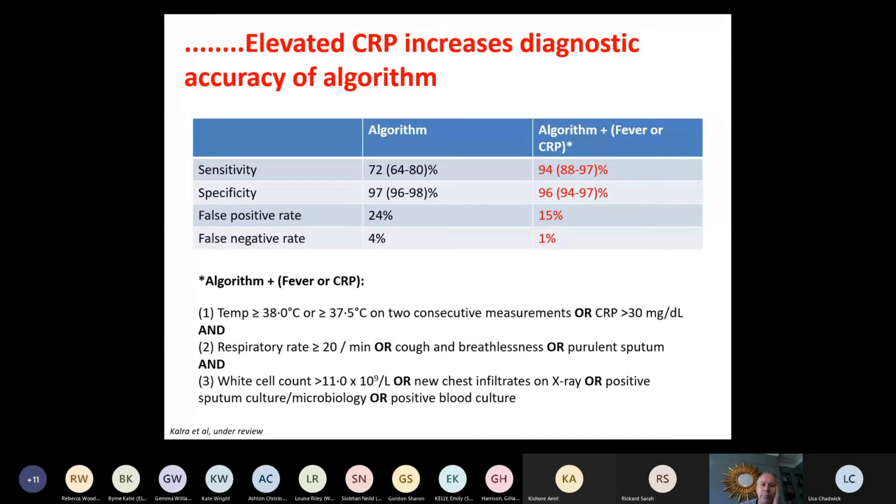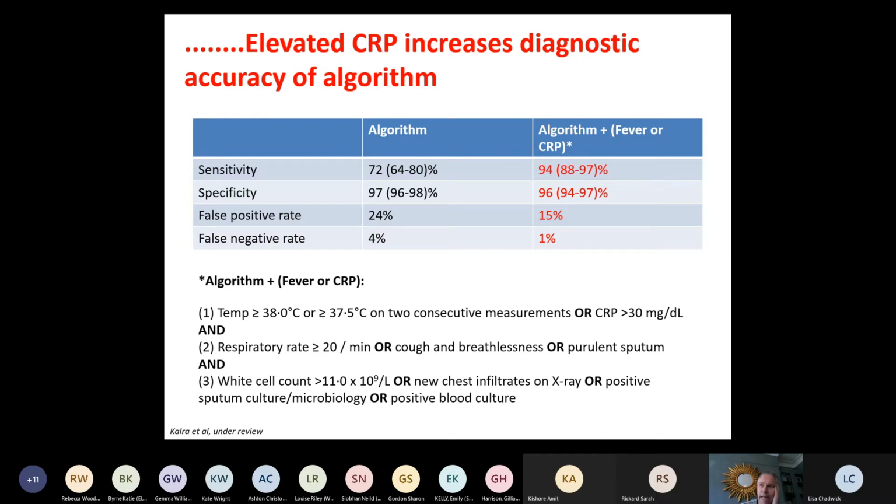However, if we added the CRP to people that had no fever and created an algorithm where there was fever or an elevated CRP above 30, then this algorithm substantially increased both the sensitivity and all of the other diagnostic parameters. So the use of CRP in this algorithm, if there was no fever, improved the sensitivity to 94%.